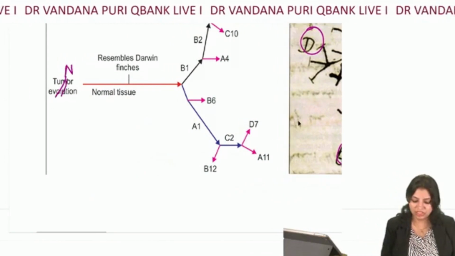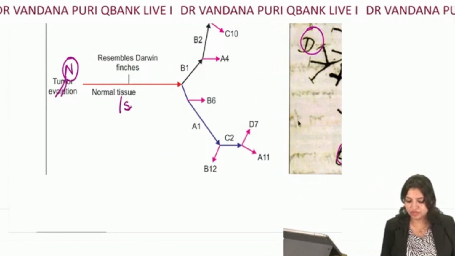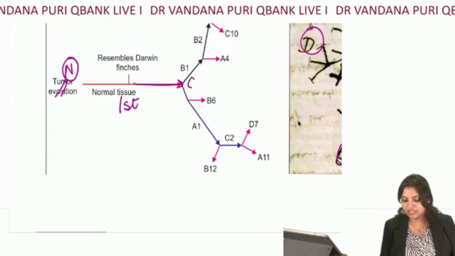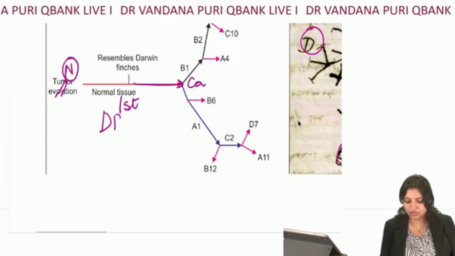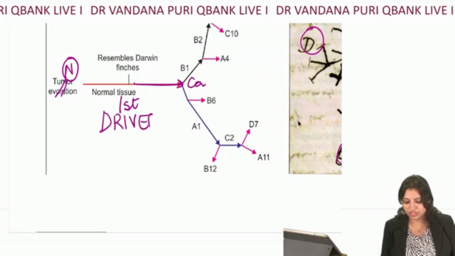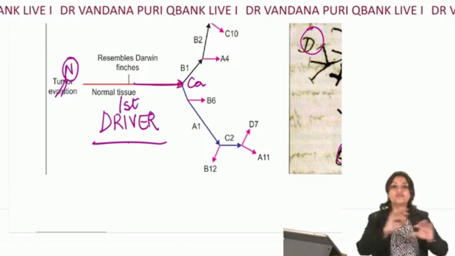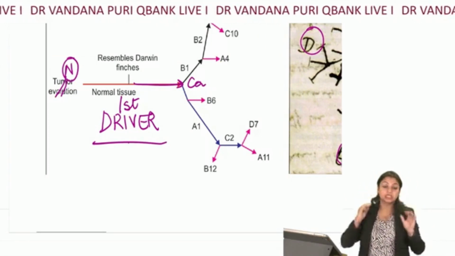So this is a normal cell. So when the first mutation happens, this starts the cancer. What is this mutation called? Driver mutation. Okay, so all of you must have seen so many cases of breast cancer, isn't it?